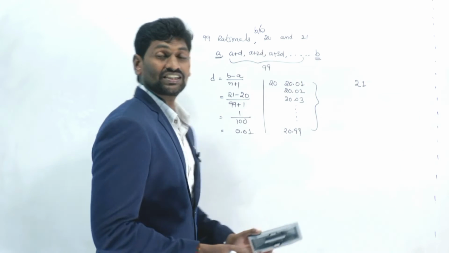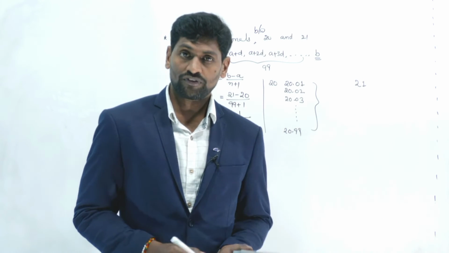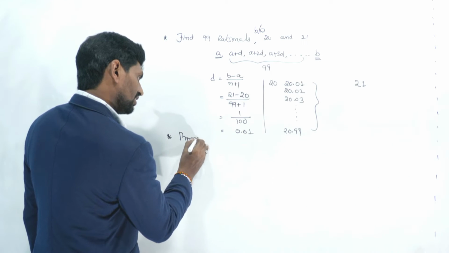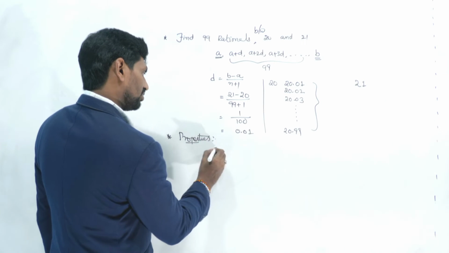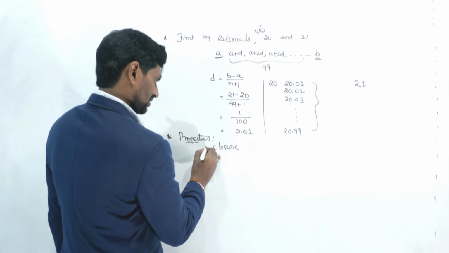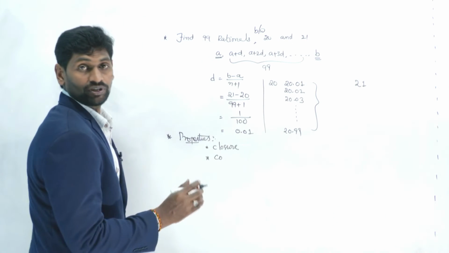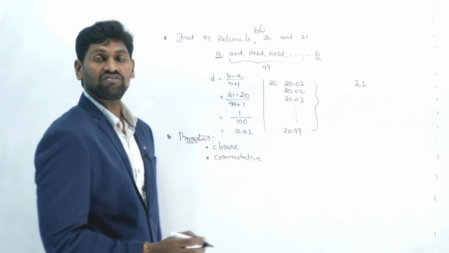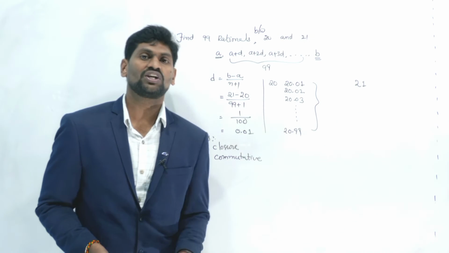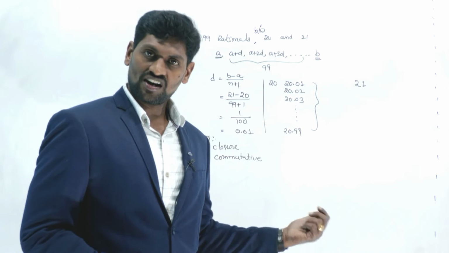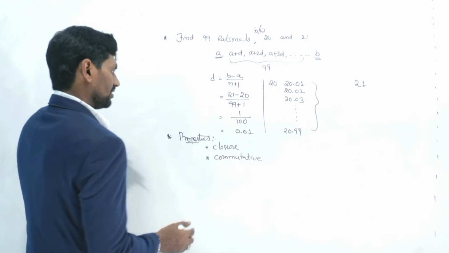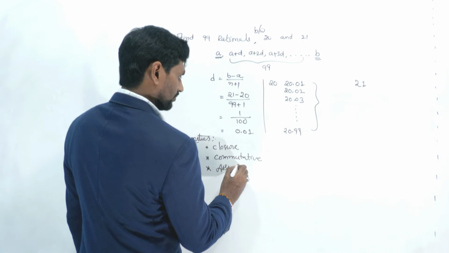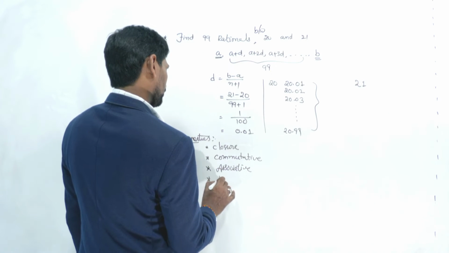Okay. So let us discuss the properties of a rational number. Properties means closure property, commutative property and so on. We check these properties for every set of numbers. It can be natural numbers, whole numbers, integers and rationals. So closure, commutative, associative, and distributive. Mainly these four.